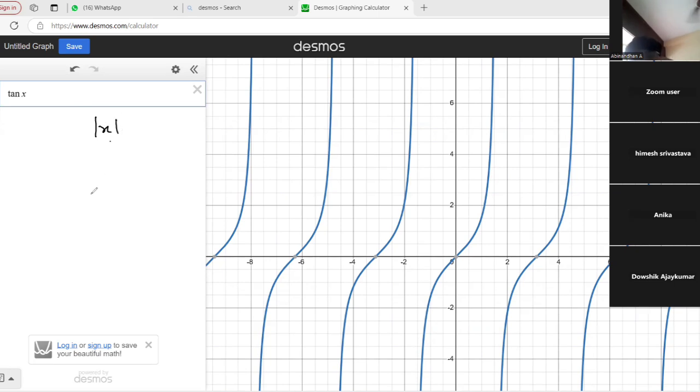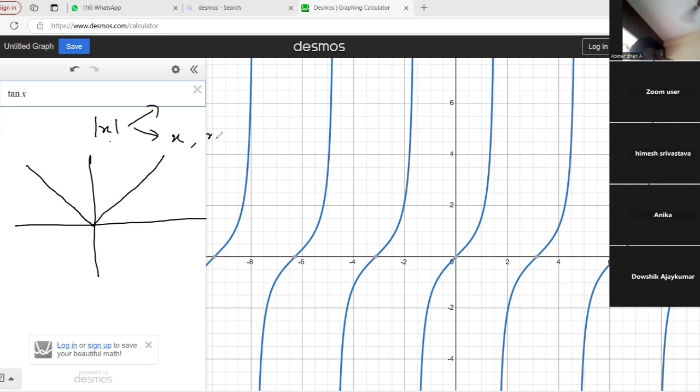Suppose I take the mod x graph. To the right of 0, it just breaks into x itself, because x is non-negative, so there's no role that the modulus has to do. But if x is negative, then it breaks down to minus x. So on this side the graph is y equal to minus x, and on this side the graph is y equal to x. Now check at this point.